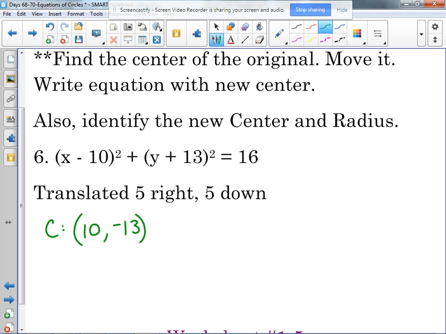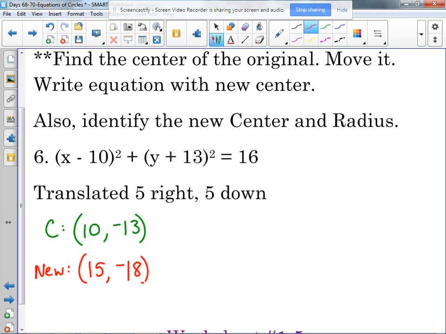Okay, if we take that center and we move it 5 units right, what is our new center going to be? Okay, 15. And then we also move it 5 units down. So where are we going to end up with in the negative 18? Okay, so right and left changes our x-coordinate. Up and down changes our y-coordinate.